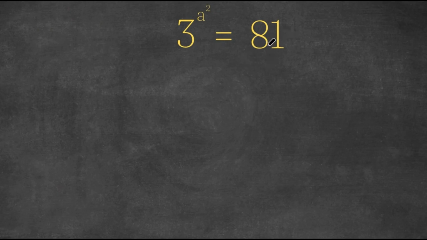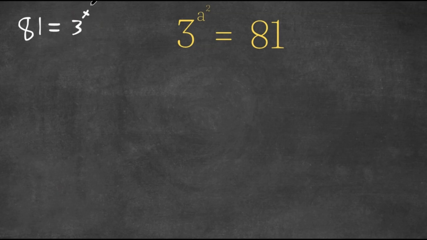Now, what we want to do is make these two bases the same. We have 3 and we have 81, and we want to change one of these bases so that they're the same as the other. Well, 3 can't be simplified much more. So let's change 81. This is equal to 3 to the power of what?